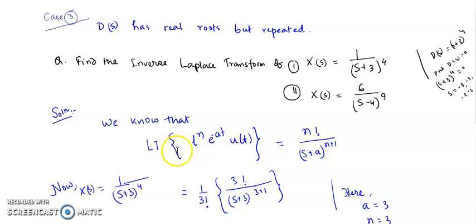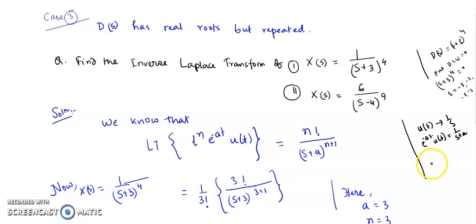the Laplace transform of t^n e^(-at) u(t) is equal to n factorial divided by (s+a)^(n+1). This formula is a little bit complicated, but you can keep track of it like this: the Laplace transform of the unit step signal u(t) is 1/s. If you shift this signal, e^(-at) u(t), then you will get 1/(s+a).